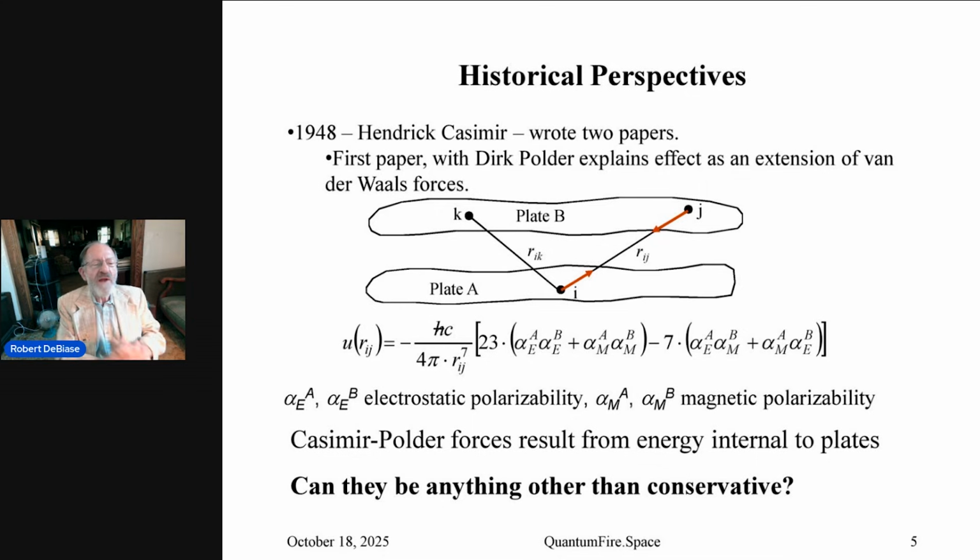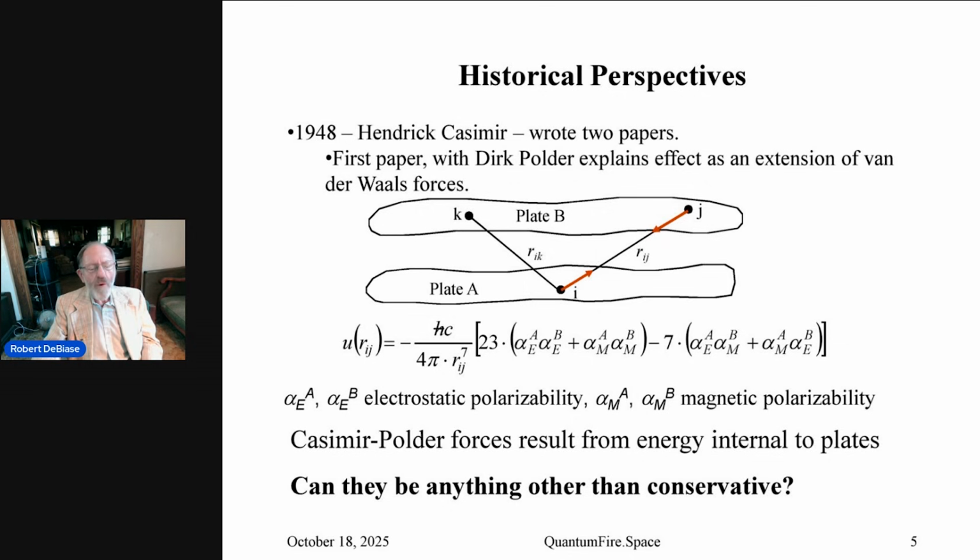Back in 1948, Casimir wrote two papers. The first paper with Dirk Polder explains the effect as an extension of the van der Waals forces. And the equation here is an energy equation for these two electrostatically polarizable or magnetic polarizable atoms.